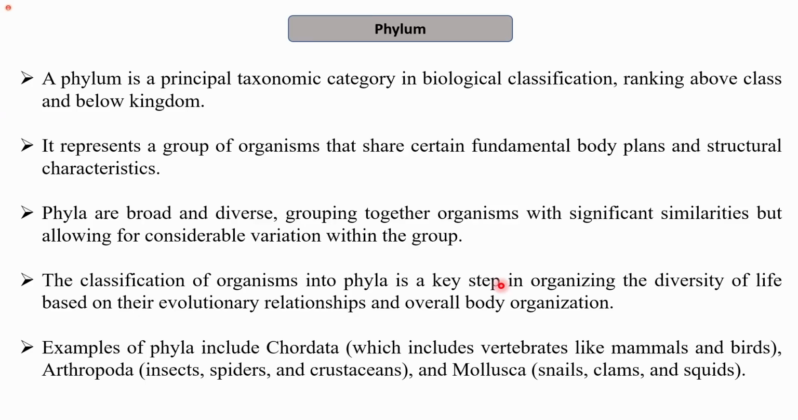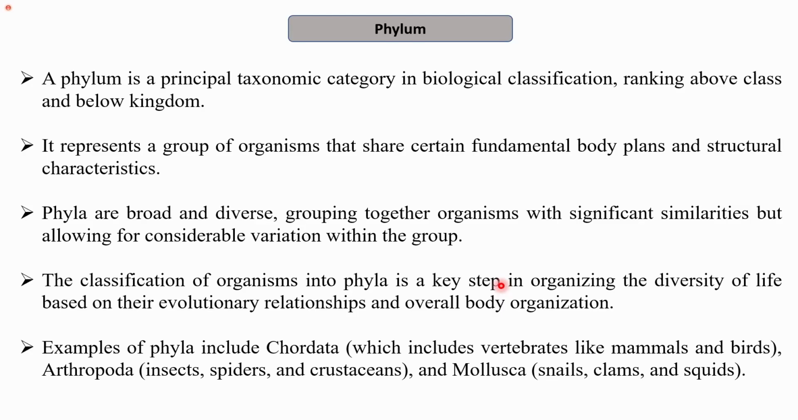Examples of phyla include Chordata. Chordata is a phylum that includes vertebrates like mammals and birds. Arthropoda includes insects, spiders and crustaceans, and Mollusca includes snails, clams and squids. Chordata is a broad term. We have non-chordates as well. So these are different phyla that are present within a kingdom. Phyla are comparatively broad and diverse. They allow the grouping together of similar organisms with significant similarities, but also allow for considerable variation within the group.